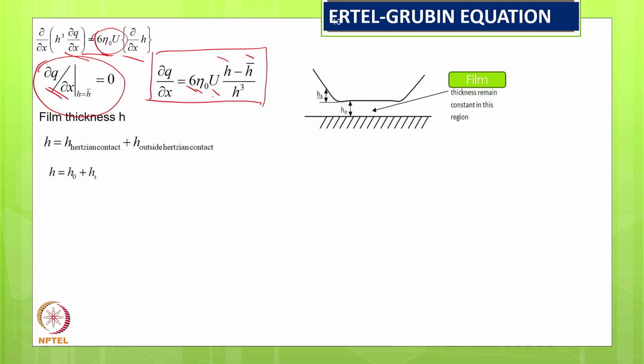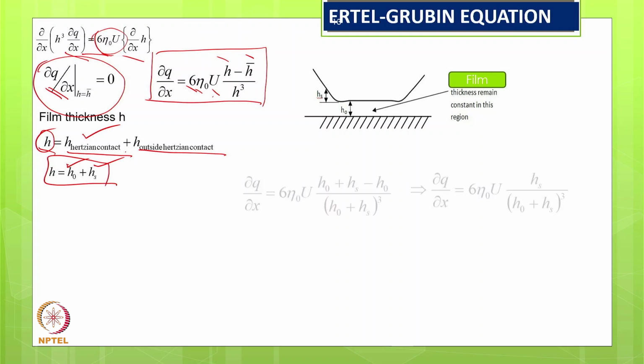Now this is what I'll be giving as an overall film thickness, which we were doing earlier for only the hydrodynamic case. Here it will be a summation of two: the Hertzian contact film thickness, and the film thickness outside the Hertzian contact. Of course both will depend on geometry, whether it's roller or roller, or cylinder or cylinder, with convex concave geometry or convex convex geometry, but film thickness can be given as h0 plus hs. h0 is for the Hertzian contact, and hs is outside the Hertzian contact.